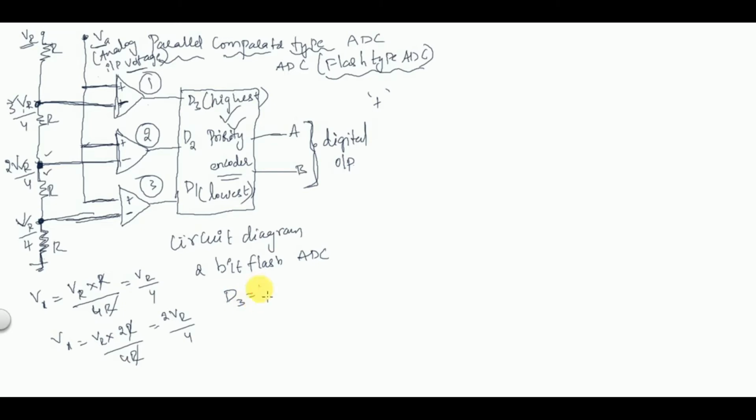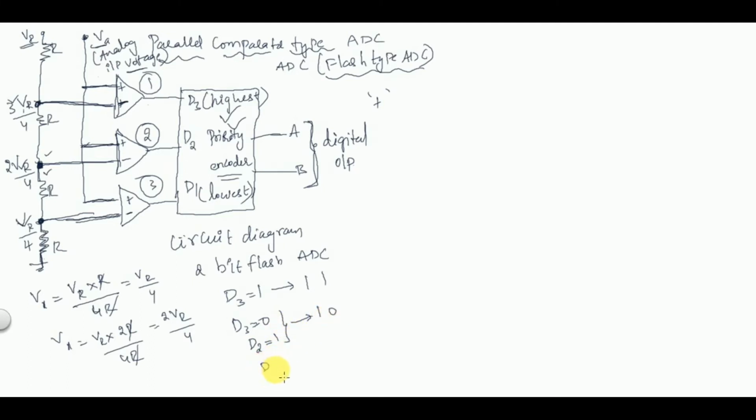If the highest priority D3 is equal to 1, irrespective of D2 and D1, we don't care about D2 and D1. D2 may be 0 or 1 and D1 may be 0 or 1. So when D3 is equal to 1, the output will be 1 1. When D3 is equal to 0, the highest priority input is 0, and then the next highest priority D2 is equal to 1. In this case the output will be 1 0.